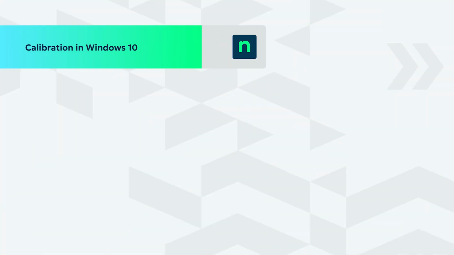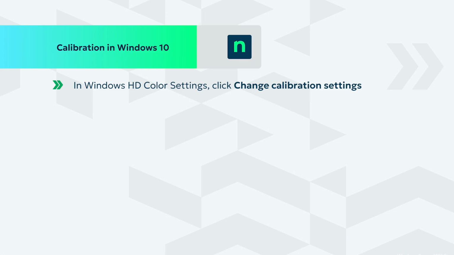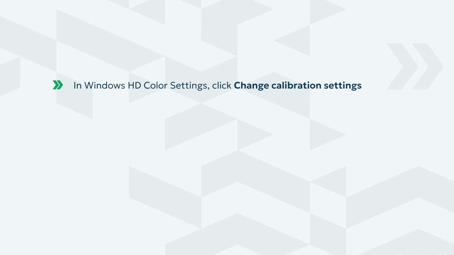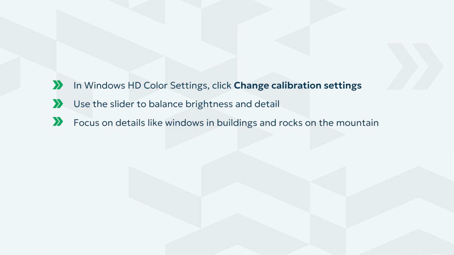If you're a Windows 10 user, your experience will be a little more hands-on. In Windows HD Color Settings, click Change Calibration Settings and set the calibration video to full screen. Use the slider to balance brightness and detail in dark and bright areas. Focus on details like windows in buildings and rocks on the mountain in the video. You want details in both shadows and highlights, not blown-out whites or crushed blacks.